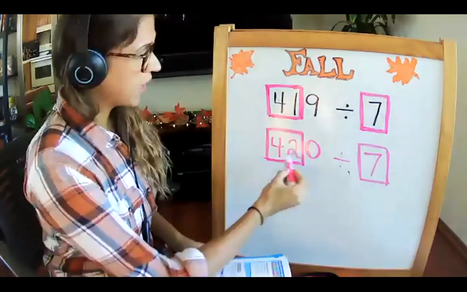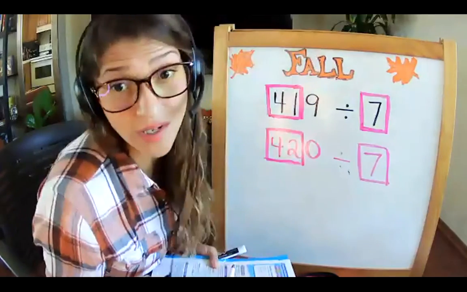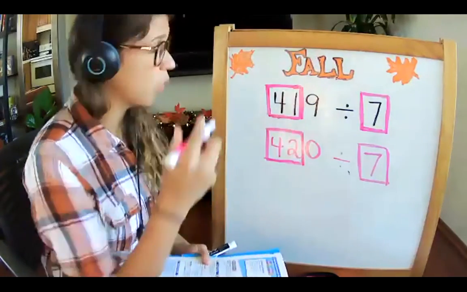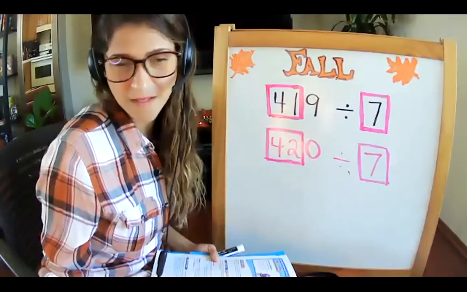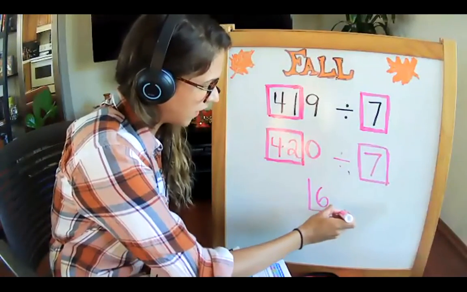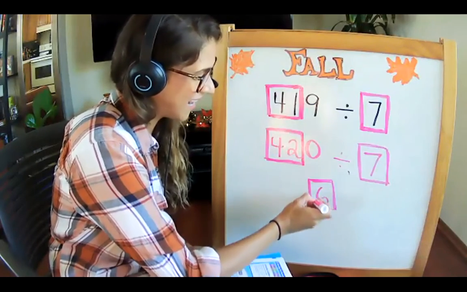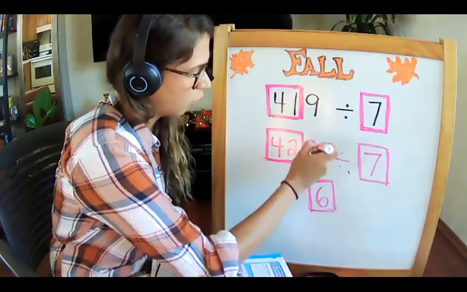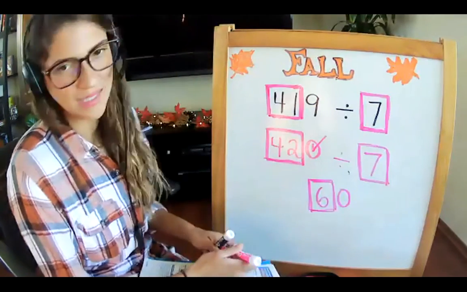Now just focus on the basic facts. 42 divided by 7. You're using your divisor to tell you your times table. 7 times what equals 42? 6. So there's our basic fact: 42 divided by 7 is 6. And how many zeros do we need to annex? 1. So our final quotient is 60.